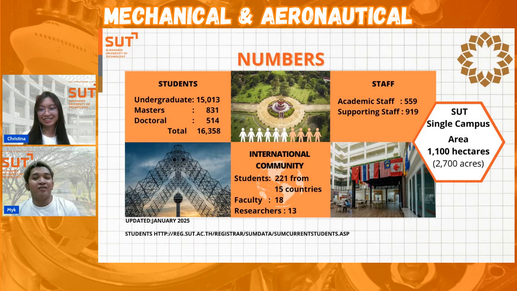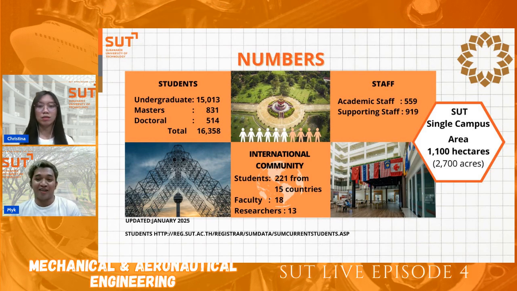Now let's talk about the vibrant academic community at Suranaree University of Technology. With a total student population of 16,358 encompassing undergraduate, master's, and doctoral levels, SUT boasts a significant academic presence, supported by 559 academic staff and 919 supporting staff.